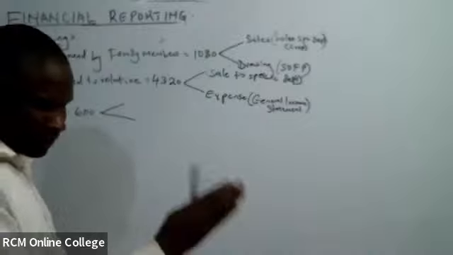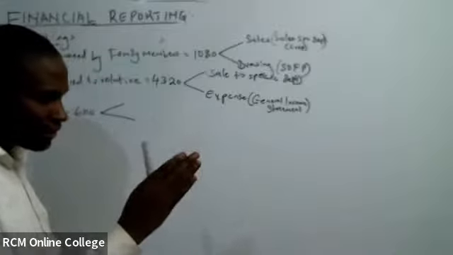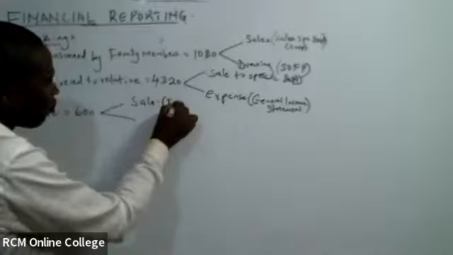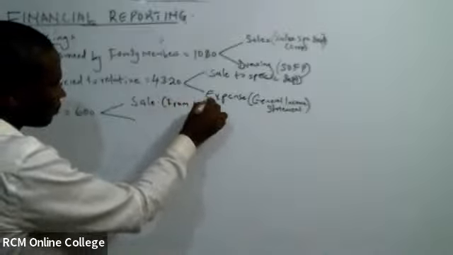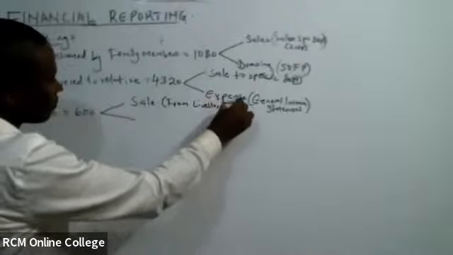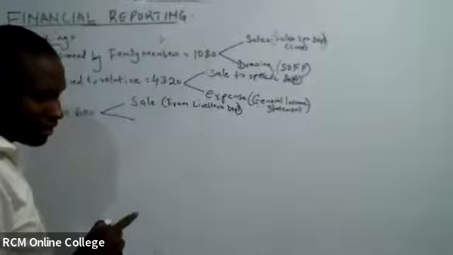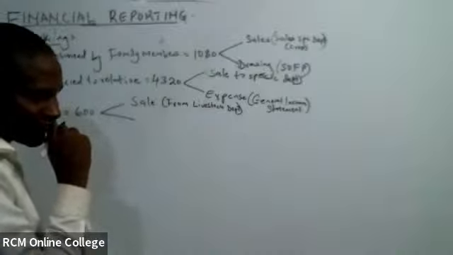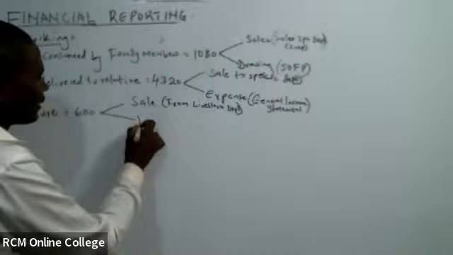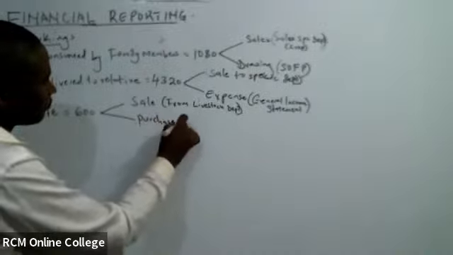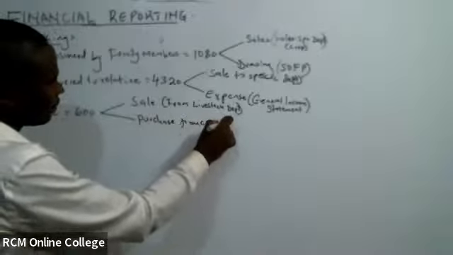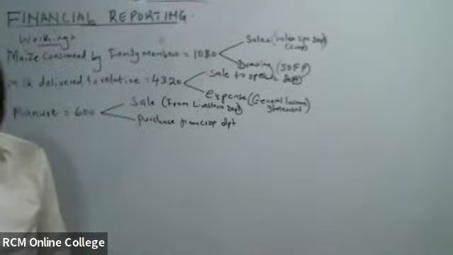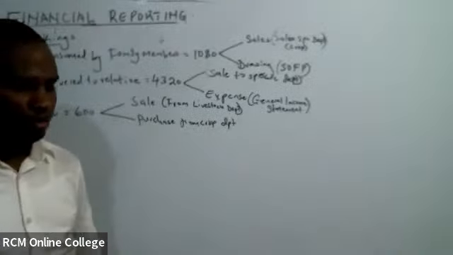Manure is for livestock. So it will be a sale from livestock department. Livestock ni kama wameuza. Sale from livestock department. And then there's another department that will receive this manure. Which department? Purchase. It will be a purchase from crop department. Very important. It will be a purchase from crop department, so it will affect the account like that.